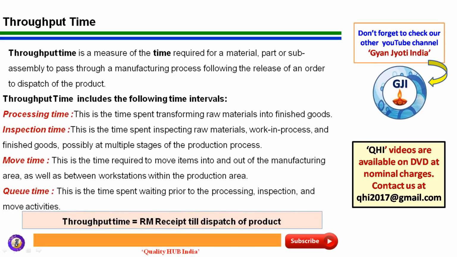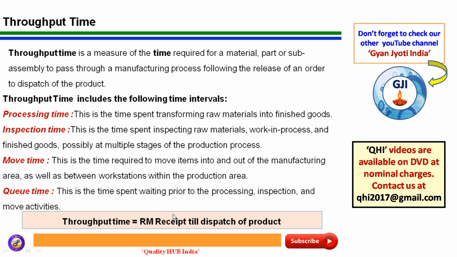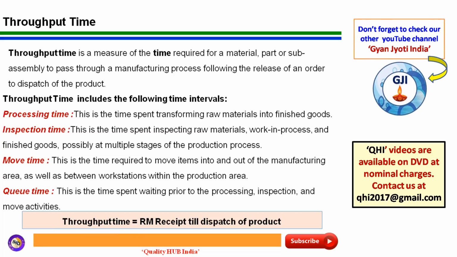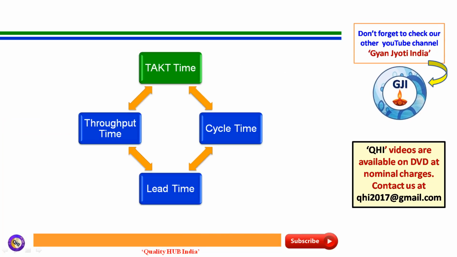Now let's understand how to calculate the throughput time. So friends, as we have discussed, throughput time is the time spent starting from raw material receipt till dispatch. So to calculate the throughput time, we need to start monitoring the time once the raw material is received till the product is dispatched.